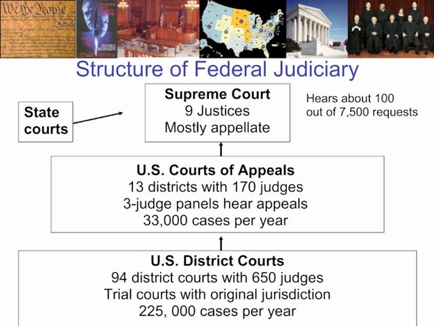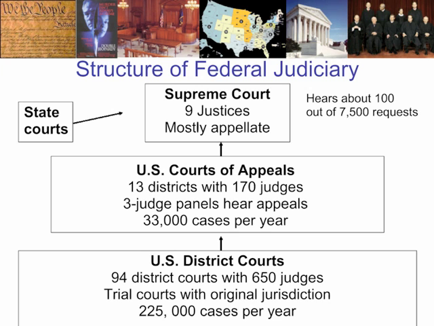The federal courts are structured with 3 levels. The first level is the U.S. District Courts. They have 94 courts and 650 judges who work in that level. In the federal courts, they hear just over 200,000 cases a year.